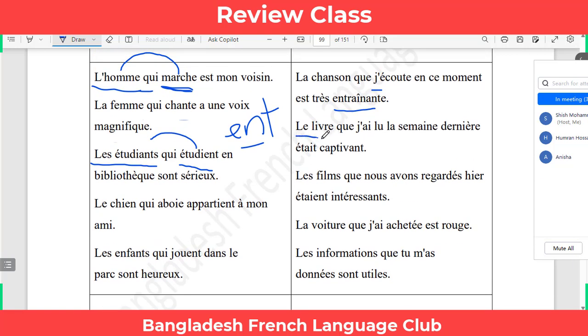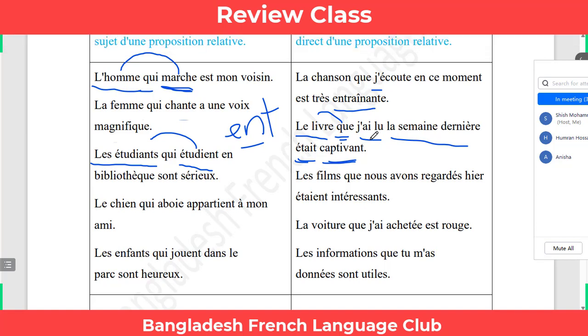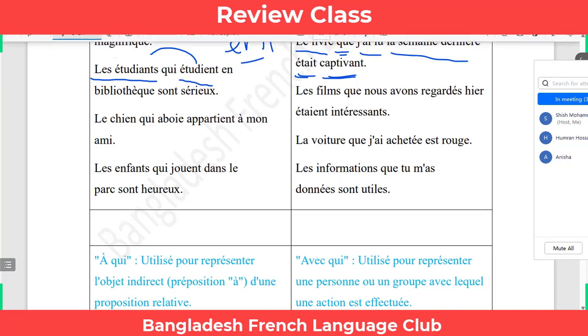So le livre que j'ai lu la semaine dernière était captivant. So le livre, that I read last week, was captivating, right? Captivant. So whenever you use the que, you must remember that after the que you must have a subject and a verb. Or in general we can say a whole sentence.